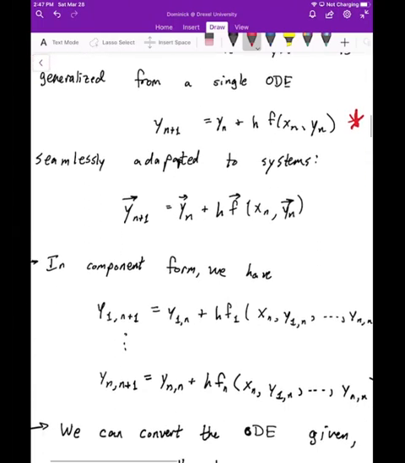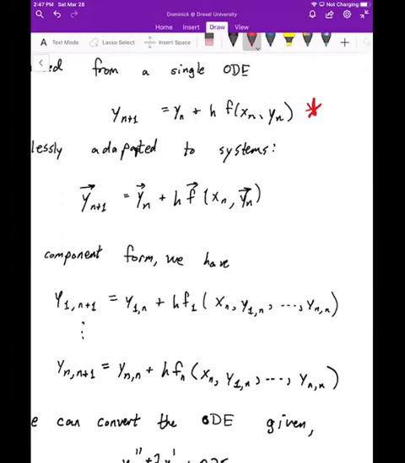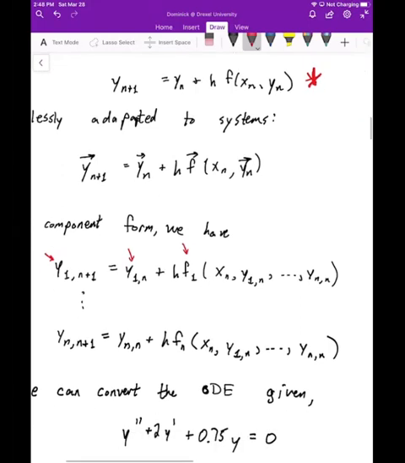So in component form, what does this look like? The first subscript indicates which equation we're in, and the second subscript indicates which term we're at in our sequence. So for the first equation, you have the nth component of the first equation, and then you add that to h times f1 evaluated at all of these nth components. A similar thing holds for all the way out to n equations.